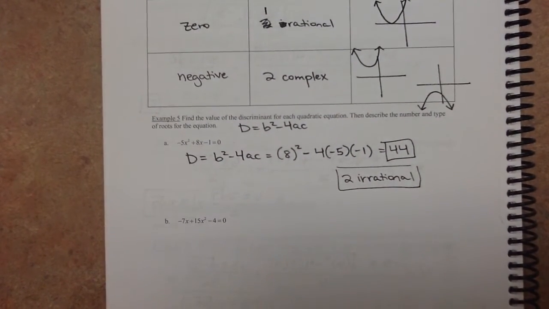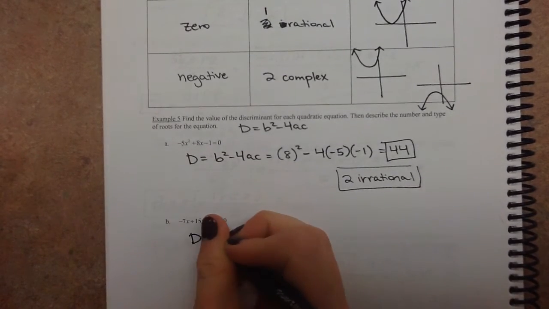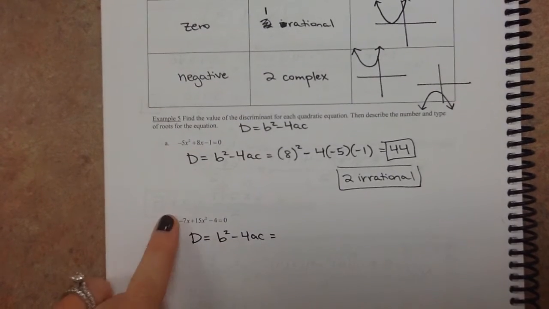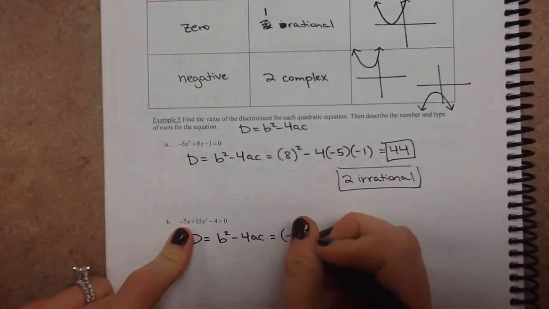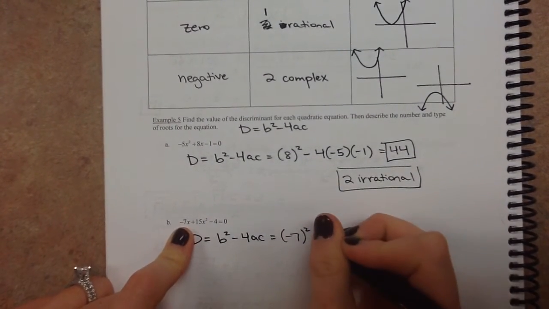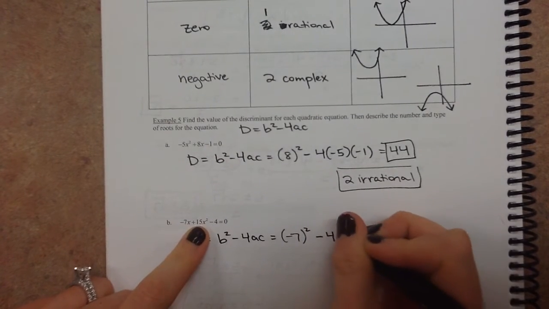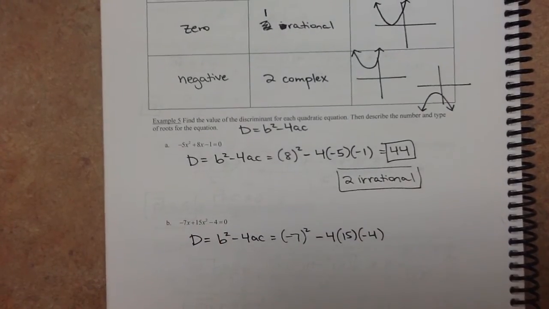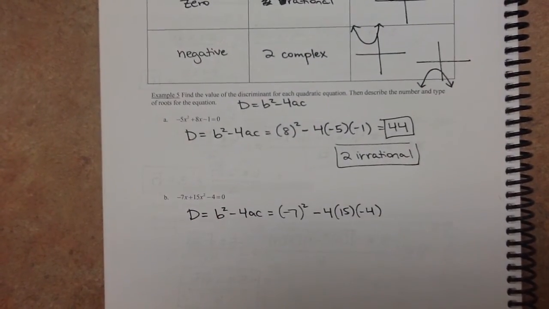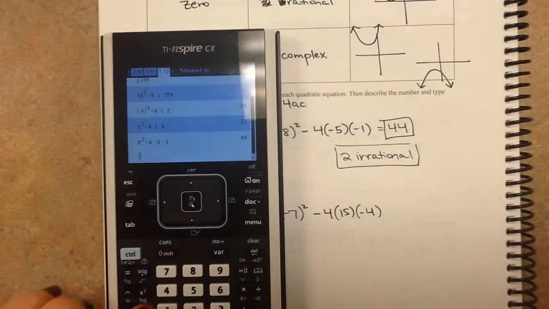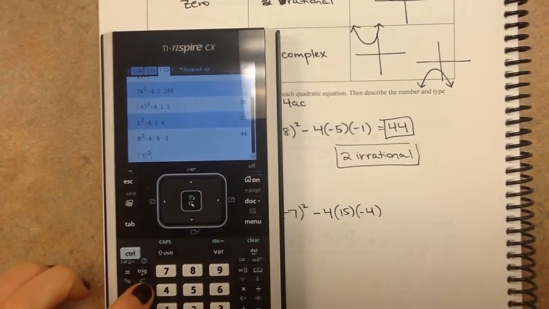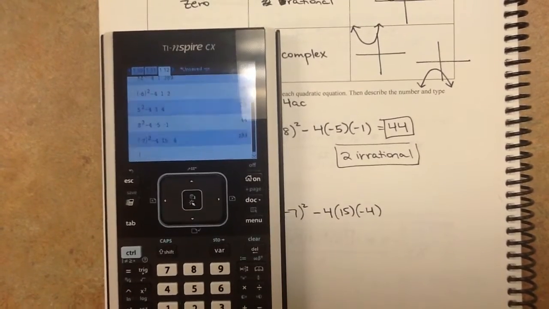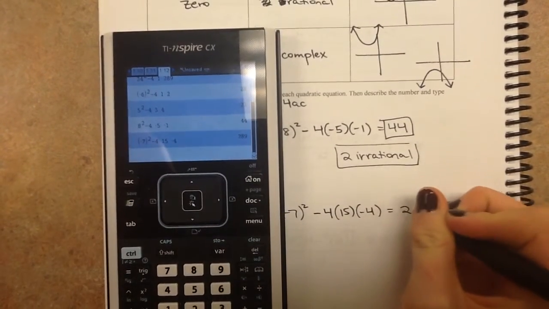Okay, next example. Be careful with this one because it's out of order. b is always the number in front of the x, no matter what order it's in your equation. And then -4, a is always in front of the x squared, and then c is always the number hanging out by itself. Okay, so let's plug that into the calculator. -7 squared minus 4 times 15 times -4. That comes out to be 289.